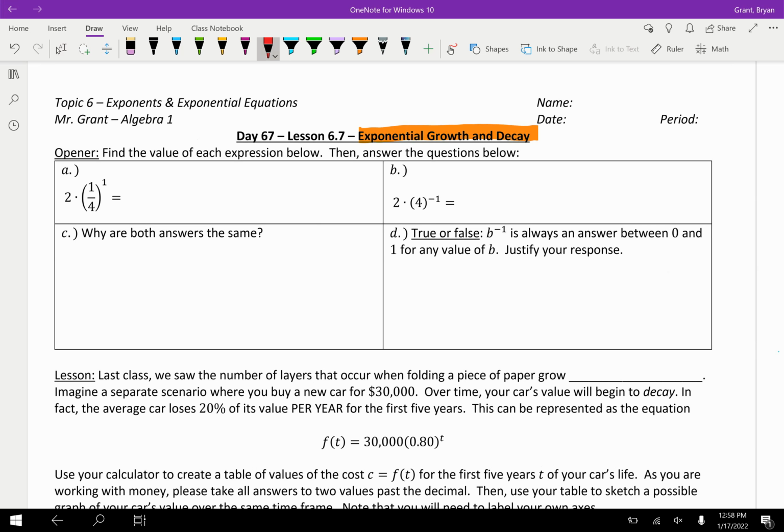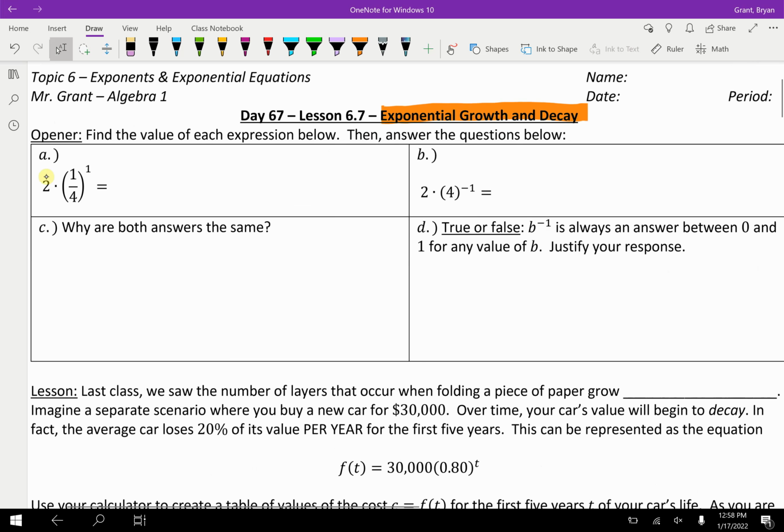Opener-wise today, we are going to look at two separate questions. We are going to look at the problem 2 times 1/4 to the first power and compare it to 2 times 4 to the negative first. Now, you should be able to plug these into your calculator and get an answer, but you also equally should be able to do these by hand.